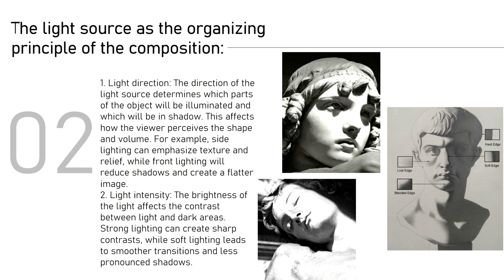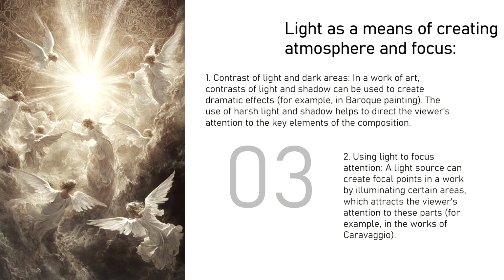Light intensity. The brightness of the light affects the contrast between light and dark areas. Strong lighting can create sharp contrasts, while soft lighting leads to smoother transitions and less pronounced shadows. Light as a means of creating atmosphere and focus. Contrast of light and dark areas in a work of art.